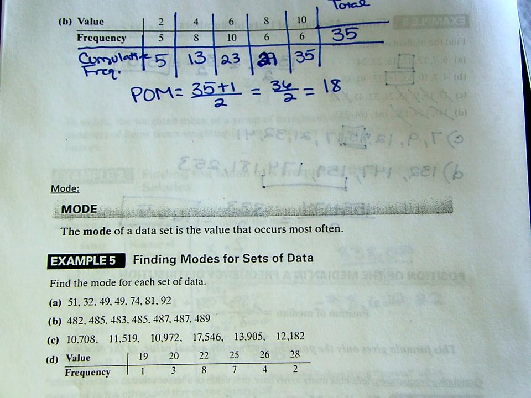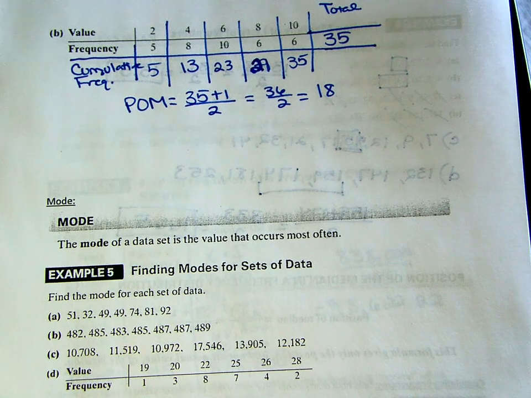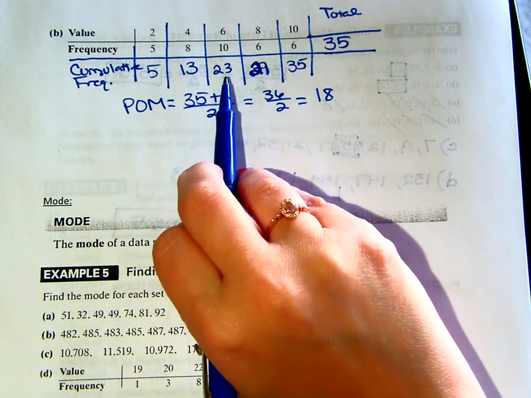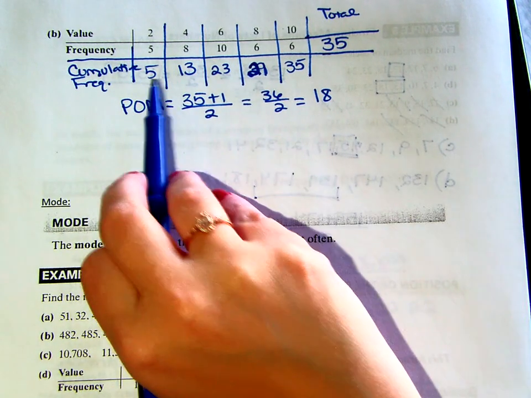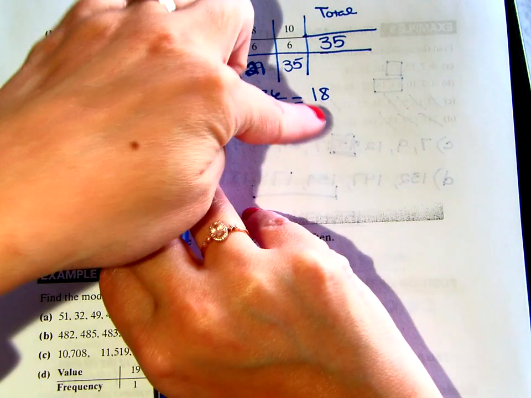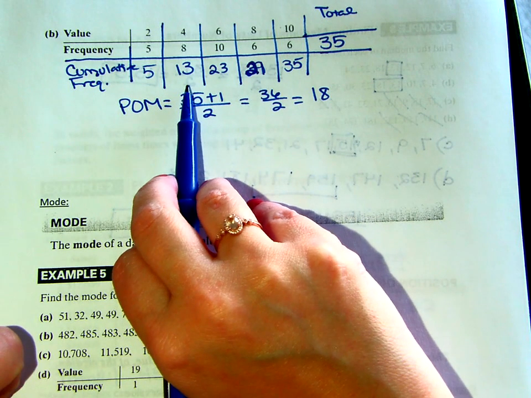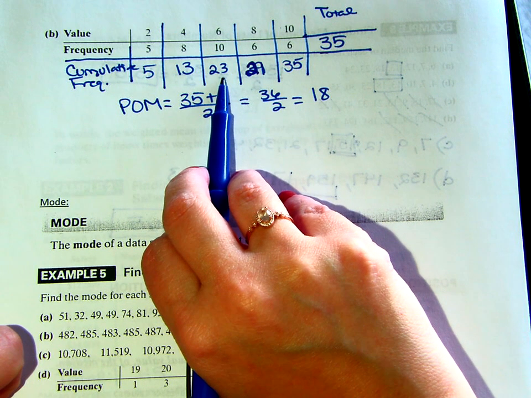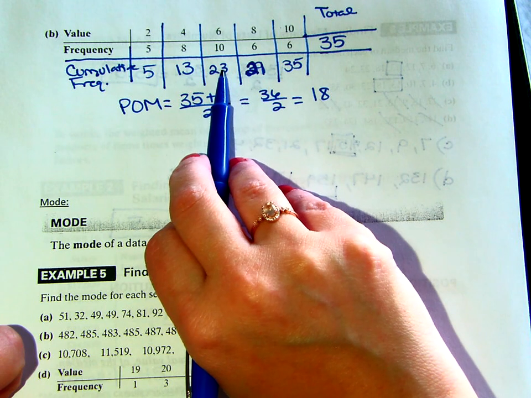So what is the 18th term? Or what is the value of the 18th term? 6. Yes. So here's how we know. If we look at our cumulative frequency, we have 5 that are 2 or less. We have 13 that are 4 or less, but we're looking for the 18th term. So that means we have to go further than 13. 23 of them are going to be 6 or less. And there's 10 of them between 13 and 23 that are 6. That means the 18th term lives between 13 and 23, so that means it has a value of 6.